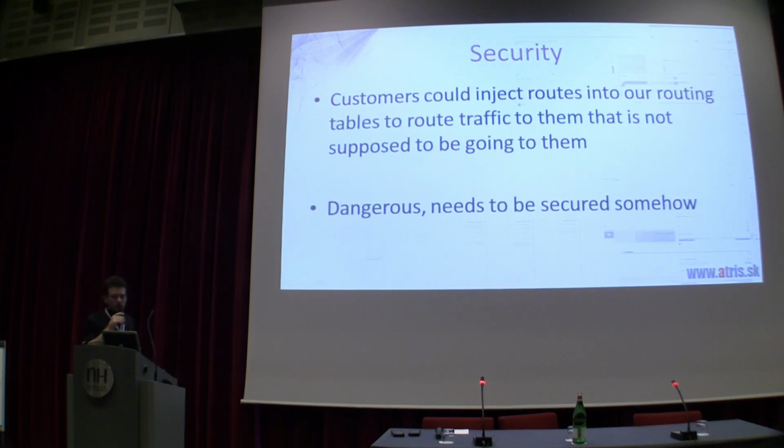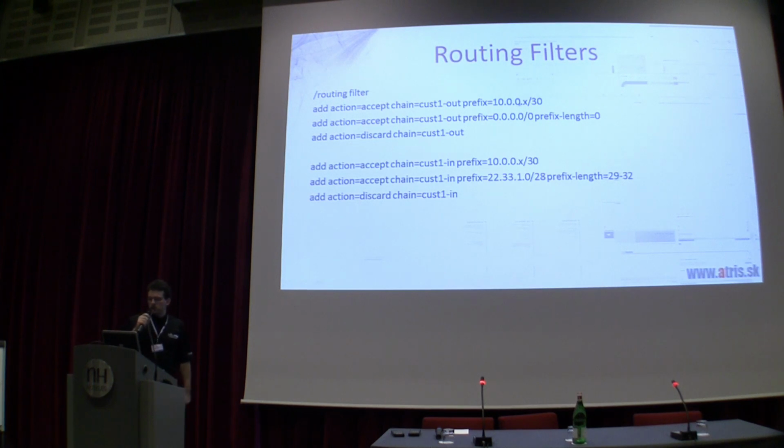So what about security then? Because customers could theoretically inject routes into our routing tables to route traffic to them, the traffic that is not supposed to be going to them. So they could inject prefixes which are not their own and then mess with our network. So this is of course dangerous and needs to be secured somehow. And how do we secure this is with routing filters.